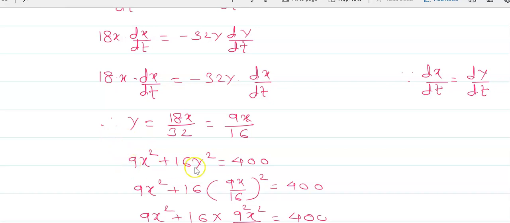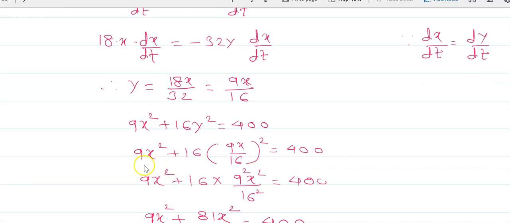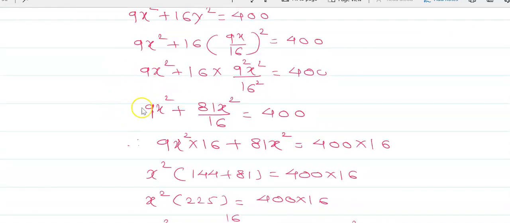Therefore 9x square plus 16y square is equal to 400, and we substitute the value of y. That is 9x square plus 16 in bracket 9x upon 16 bracket square is equal to 400. If we simplify this, 9x square plus 16 into 9 square upon 16 square into x square, that is, we will get 81x square upon 16, equal to 400.